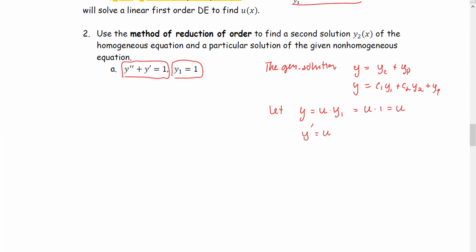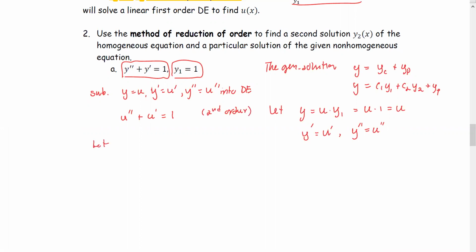y prime is the same as u prime. y double prime is u double prime. Now we are going to substitute y equals u, y prime equals u prime, y double prime equals u double prime into the equation. We have the equation in terms of u as u double prime plus u prime equals 1. And this is still second order.